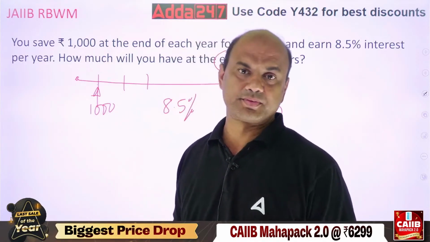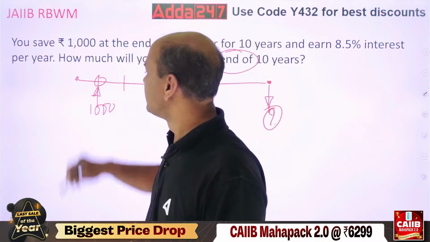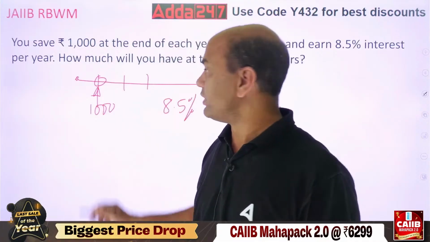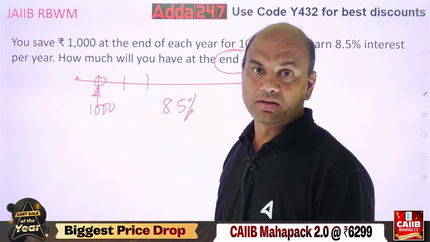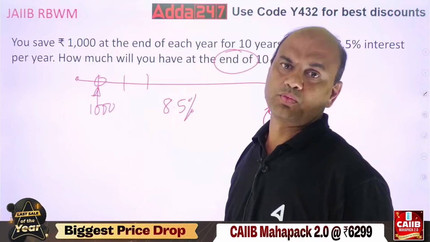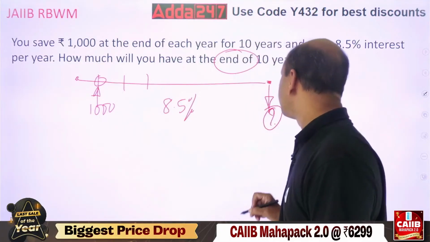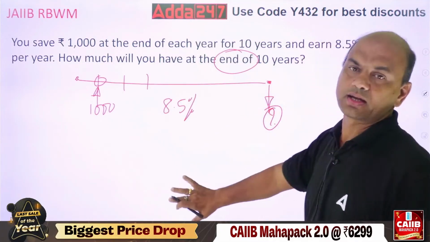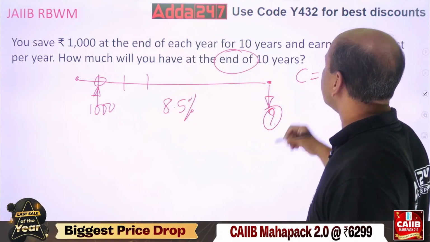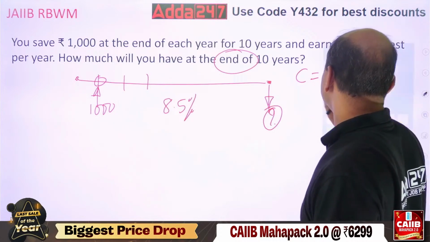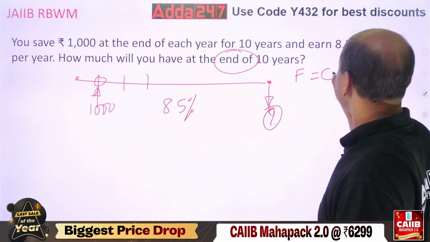Annuity is also of two types, ordinary annuity and annuity due. Whenever you invest at the end, it's called ordinary. Whenever you invest at the beginning, it would have been mentioned beginning of each year, then it would have been annuity due. But here it's mentioned end. So end means which formula will you use? I'll write the formula over here and then directly write the answer. Future value F equals to C, whatever I invest per year.